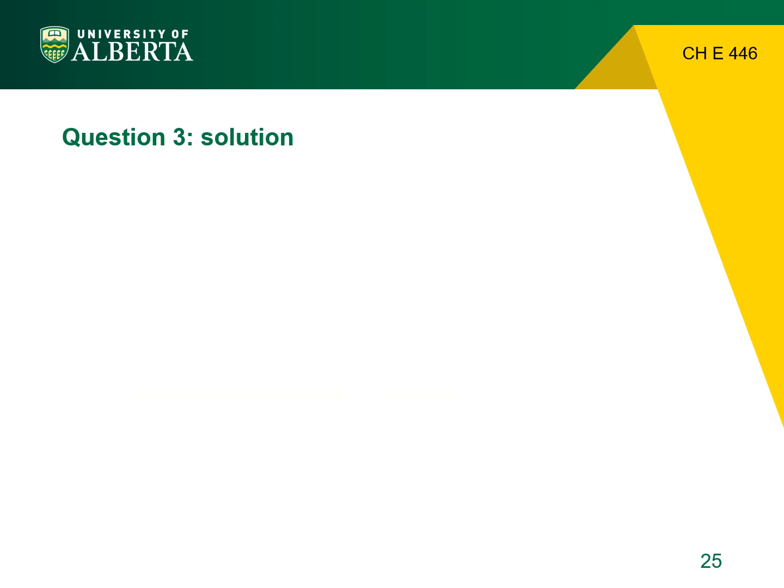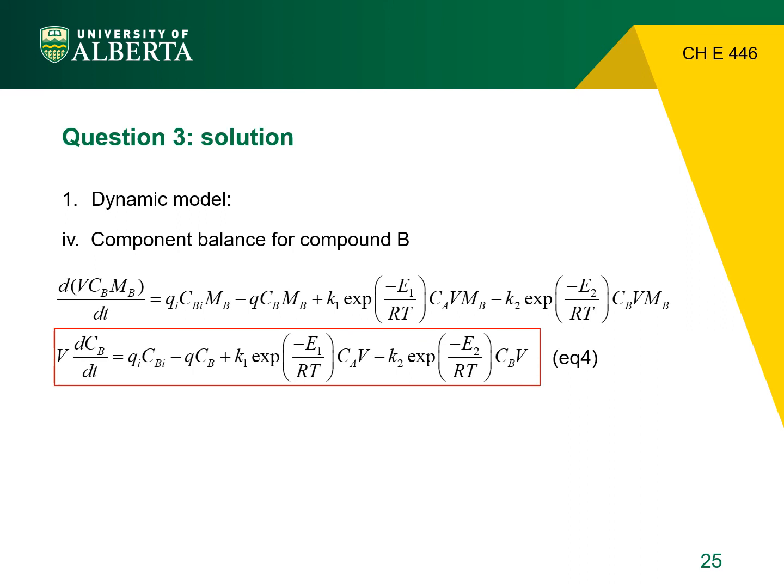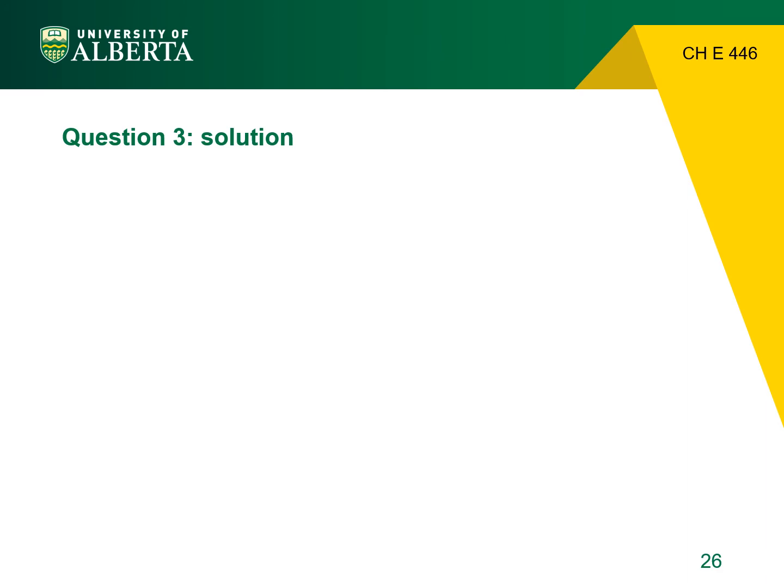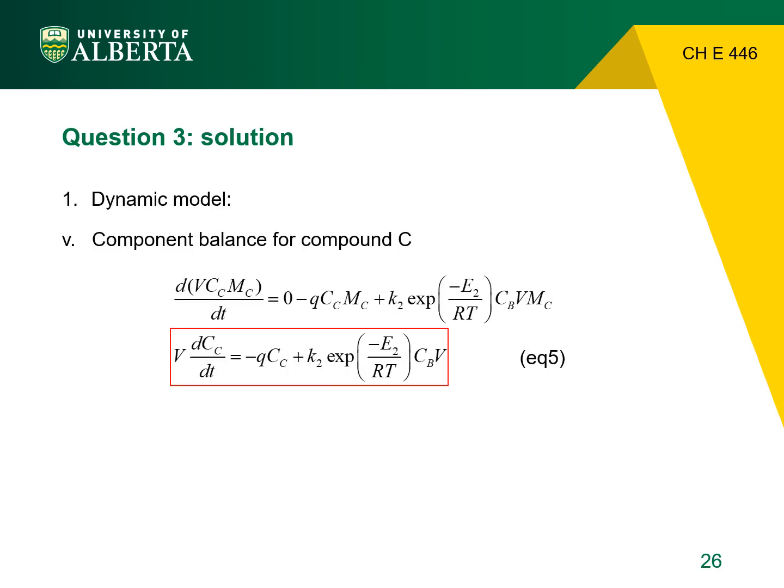Similarly, we conduct the component balance for compound B. Here, we account for the generation of B as well as its disappearance through two separate reactions. We also conduct the component balance for compound C, accounting for its generation inside the reactor.